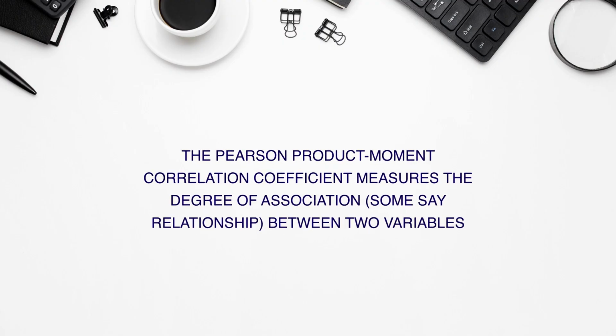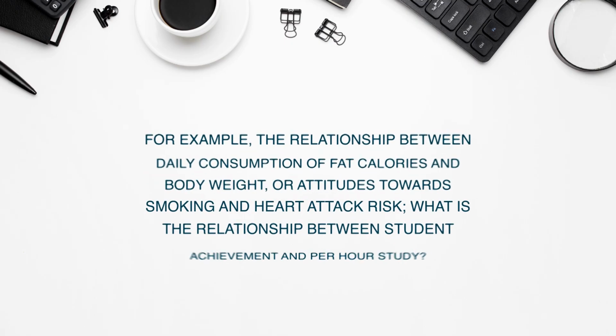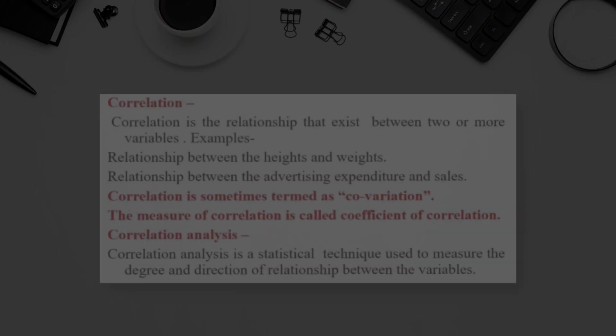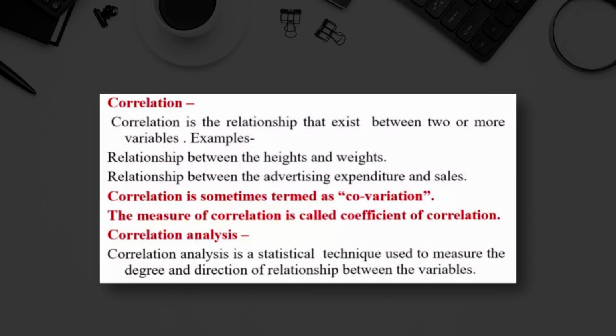The correlation coefficient measures the degree of association, or relationship, between two variables, such as the relationship between daily consumption of fat, calories and body weight, or attitudes towards smoking and heart attack risk. What is the relationship between student achievement and hours of study? This is all about correlation. Correlation is the relationship that exists between two or more variables: the relationship between heights and weights, or between advertising expenditure and sales.